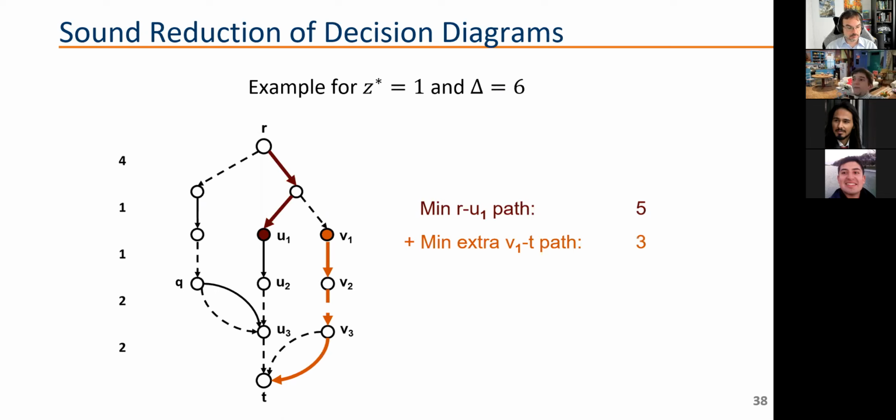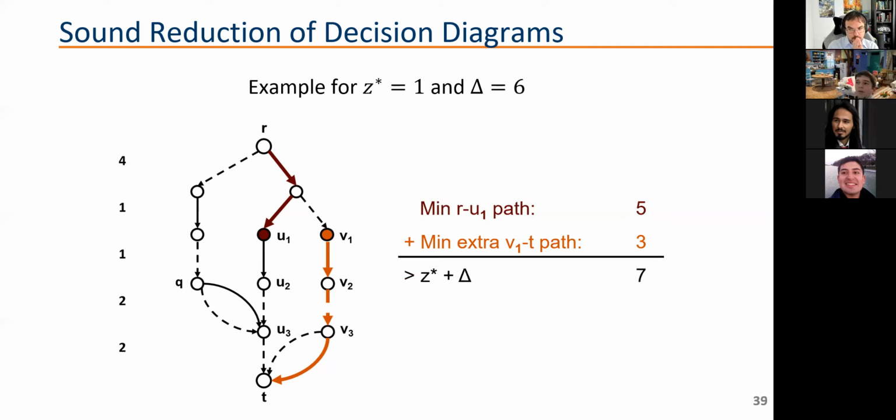If we compare U1 and V1, V1 has one completion that differs from U1, which is this one in orange. If you look at the other one, consisting of the two orange arcs followed by the black dashed arc, that's exactly what you can do from U1. But this extra completion here has a cost of 3.